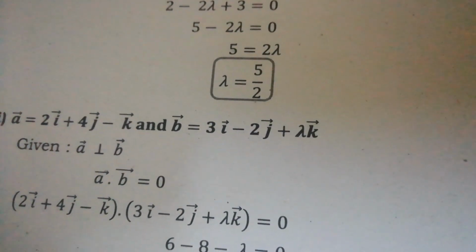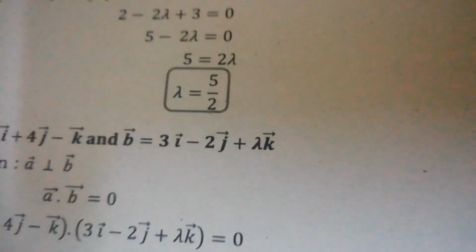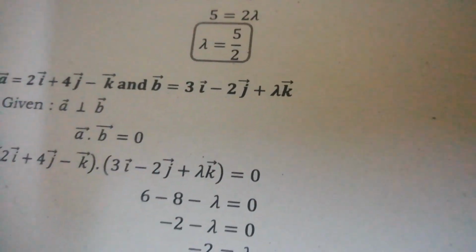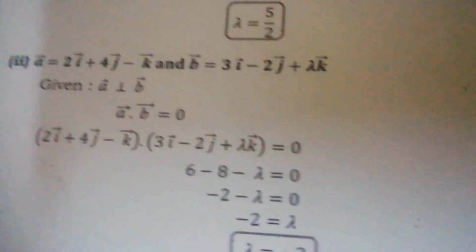So 2 plus 3 equals 5. 5 minus 2 lambda is equal to 0. So 5 is equal to 2 lambda. So lambda is equal to 5 by 2.